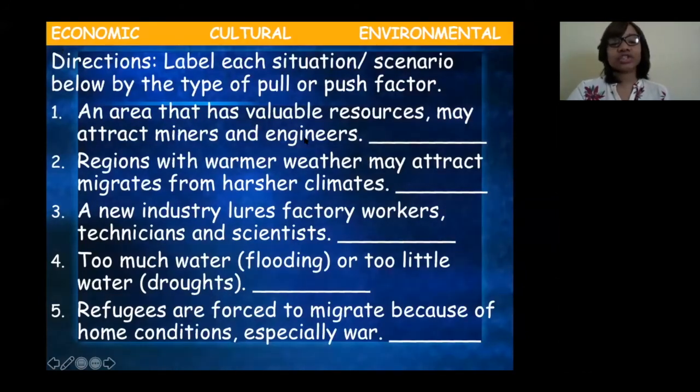Okay, so regions where warmer weather may attract migrants from harsher climates. Which one would this be? Okay, Marsha, you're up again. Good job. Alicia, Anthony, Samuel, Hosea, Paris, Richard, Kev, I see you. Good job, guys. Let's go to number 3.